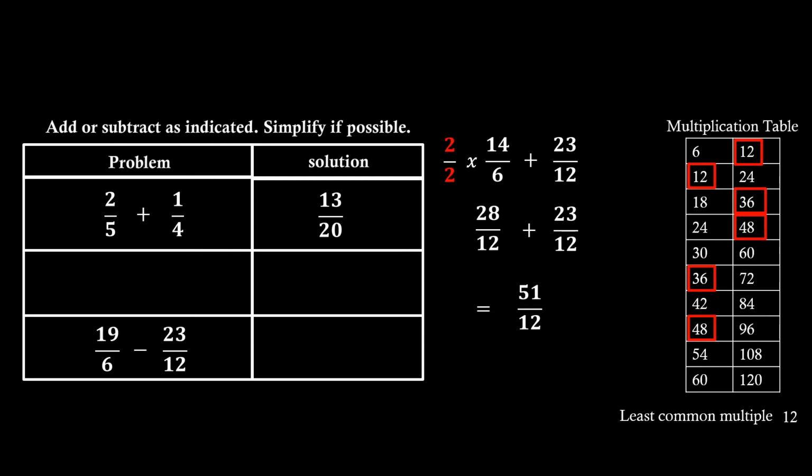Now, 51 over 12 is not simplified. If we write the numerator and denominator as product of primes, we get 17 times 3 in the numerator and 2 times 2 times 3 in the denominator. We can cross out the 3's to get 17 over 4, which is the simplified fraction.